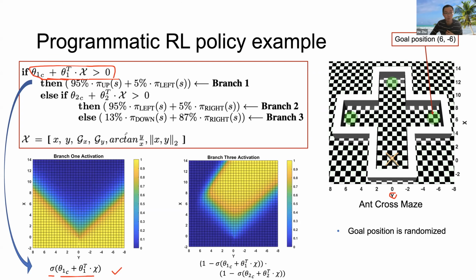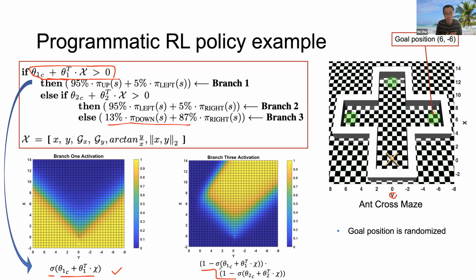And similarly, we also show in where of the map the third branch dominates. The branch condition of the third branch is 1 minus the sigmoid value of the first Boolean condition, times 1 minus the sigmoid value of the second if condition, because you have to negate both Boolean conditions in order to reach the else branch.